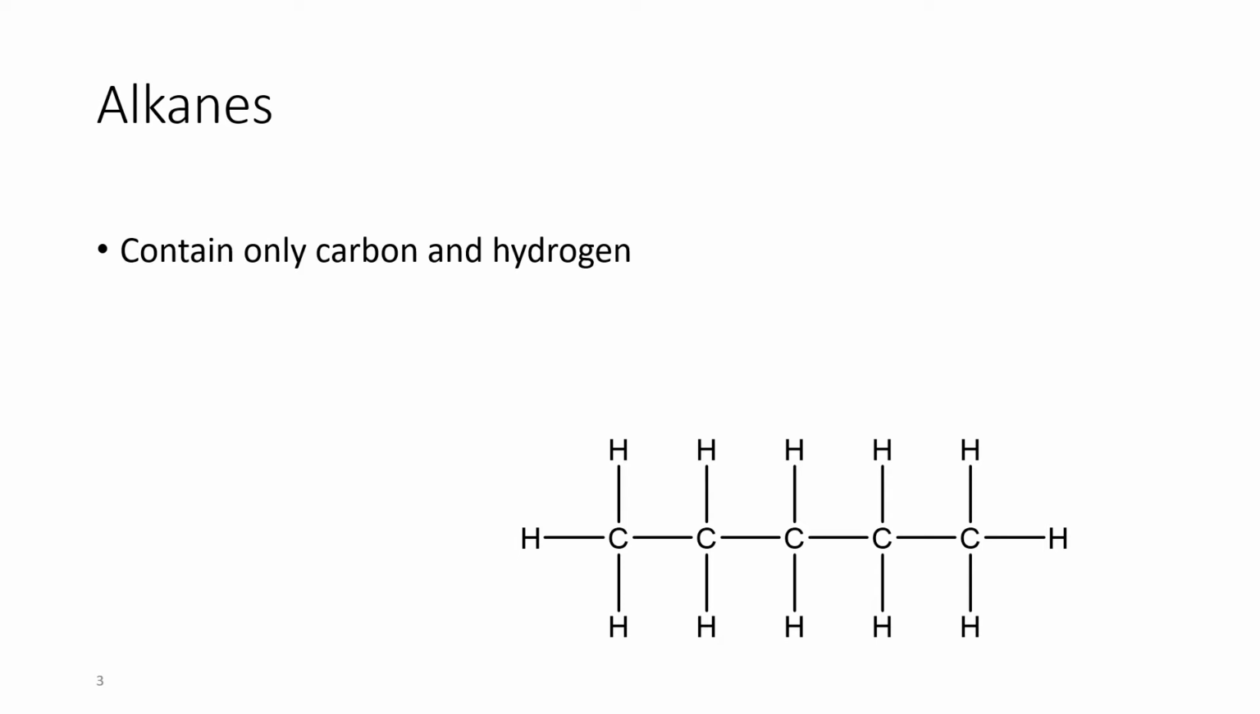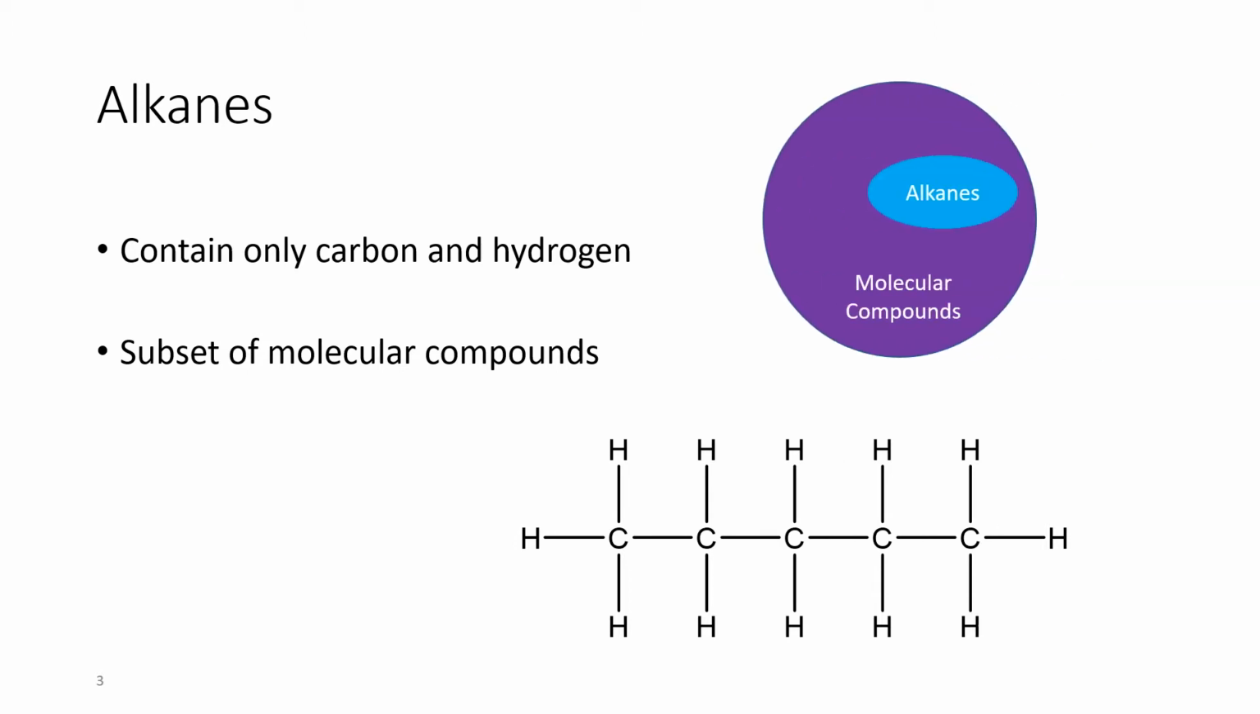Now, carbon is a nonmetal, and hydrogen is also a nonmetal. And we said earlier that if you have a compound that's a nonmetal plus a nonmetal, it would be a covalent or a molecular compound. So it turns out then that alkanes must be a subset of molecular compounds. So let's look at this Venn diagram. If we were to draw all molecular compounds as the purple circle, alkanes would be that blue area. This is really not to scale. The alkanes area should probably be much, much smaller because there are so many different molecular compounds out there.